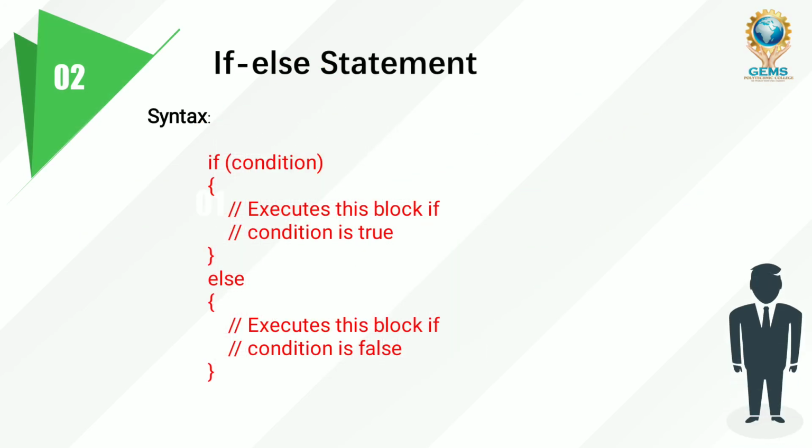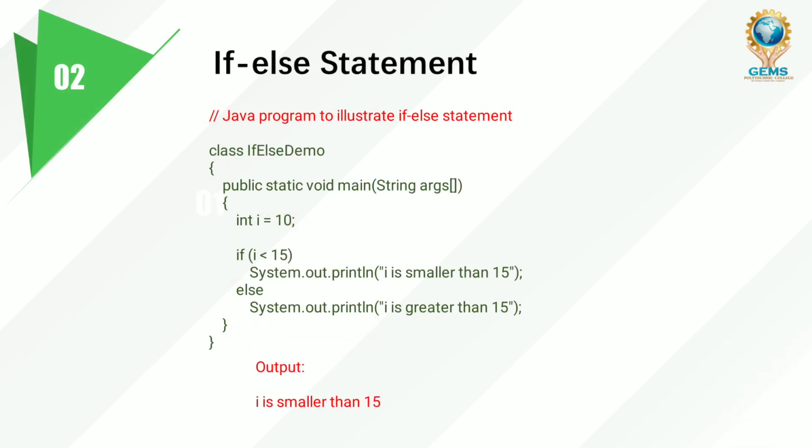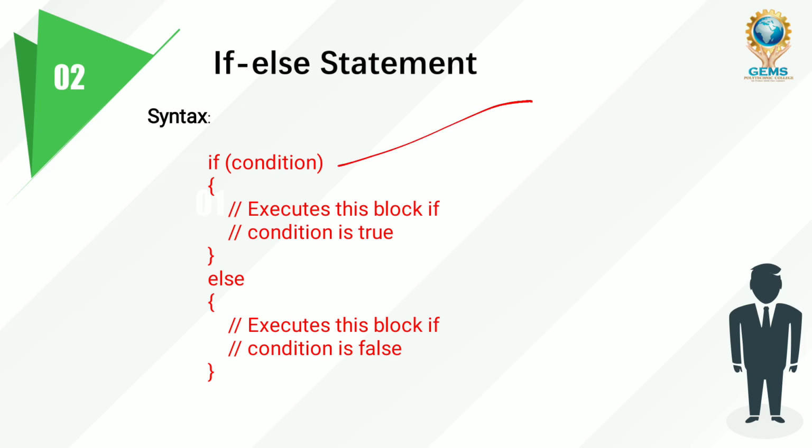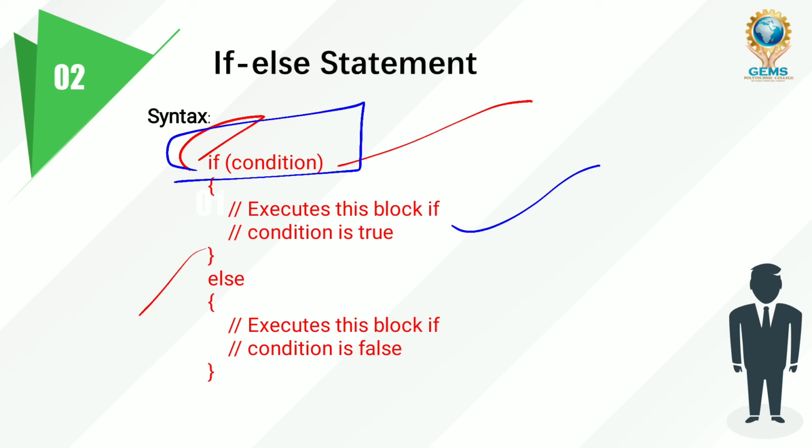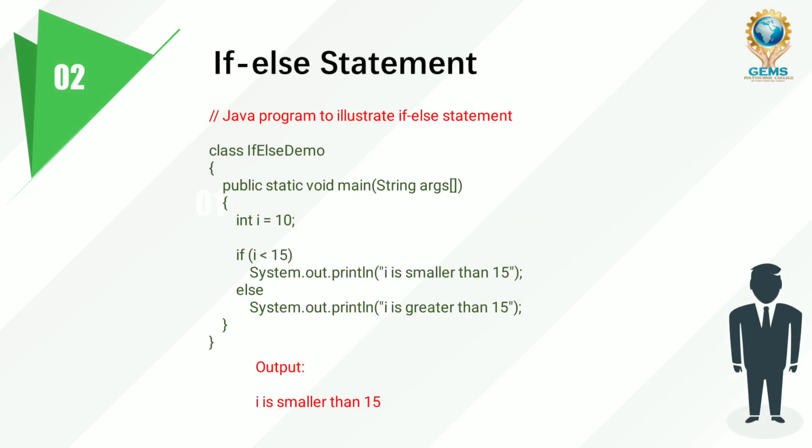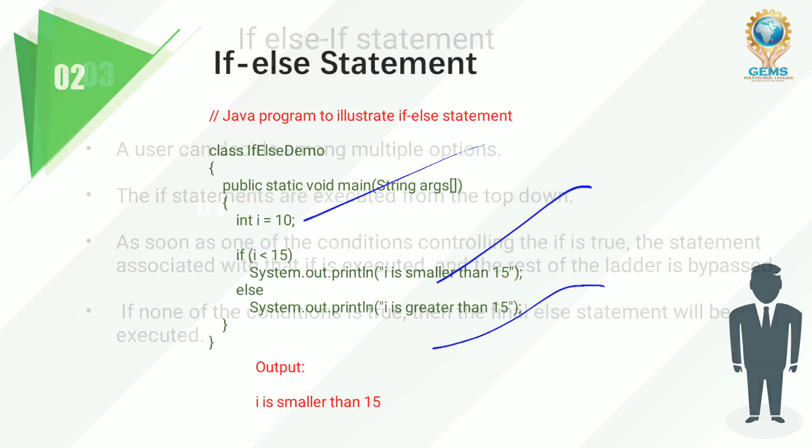We will see that one. This is the syntax for that: the if condition, and the else part. If the condition is true, this part is going to execute. If the condition fails, this part is going to execute. The else part executes when the condition fails. This is about the if-else statement. Here is a small program: int I equal 10, if I less than 15, the condition is true, so this part executes. If the condition fails, the else part executes.